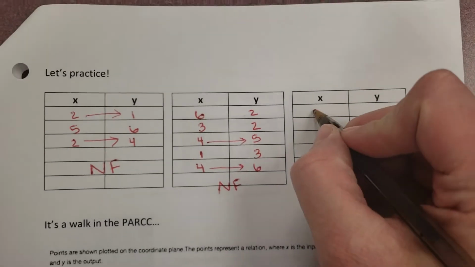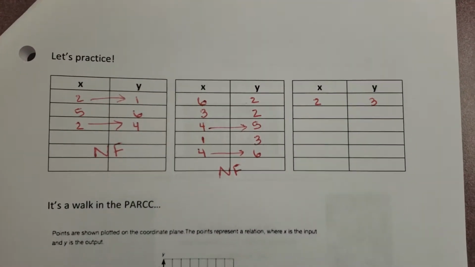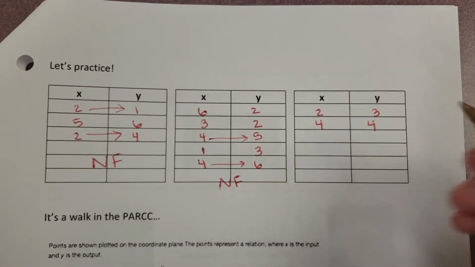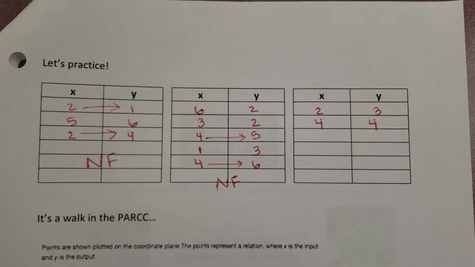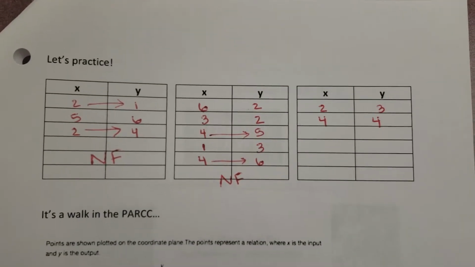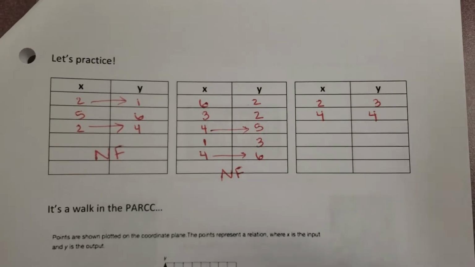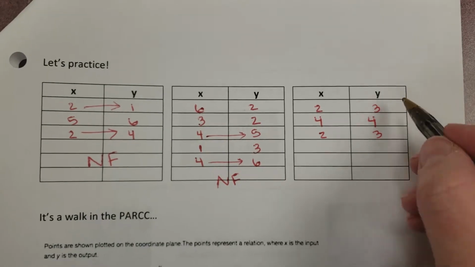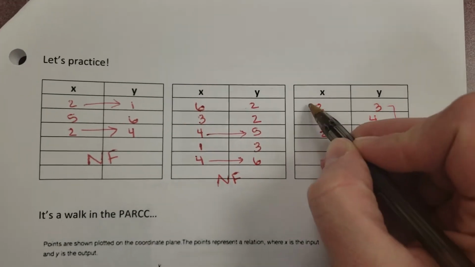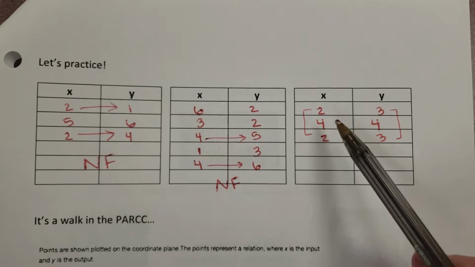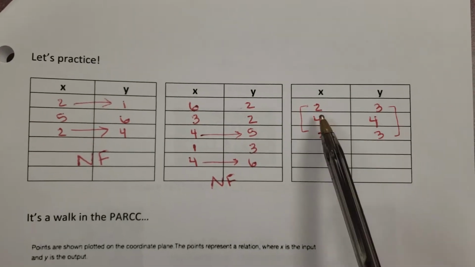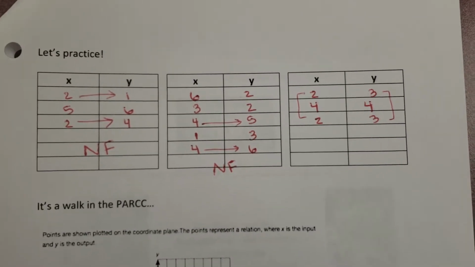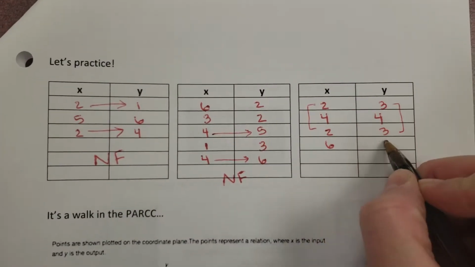Okay, 2 and 3. Good. Okay, how about this? We have 4 and 4. Is it okay to have the same number on both sides? Yes, it is. How about 2 and 3? That's weird. Is that okay? 2 and 3, yes, that's fine as long as 2 is always with 3, right? That's okay. 6 and 5.